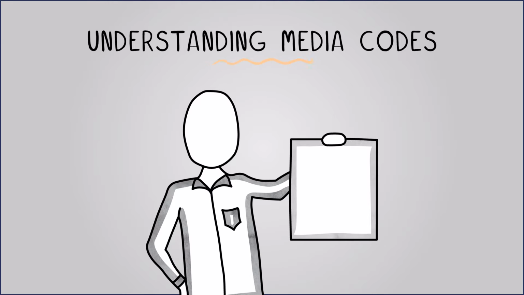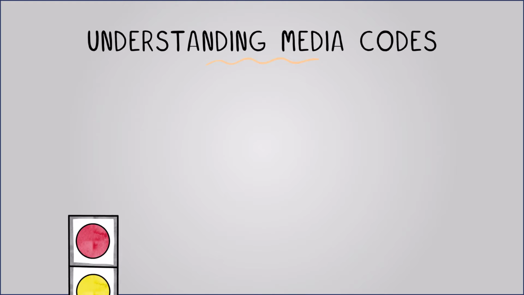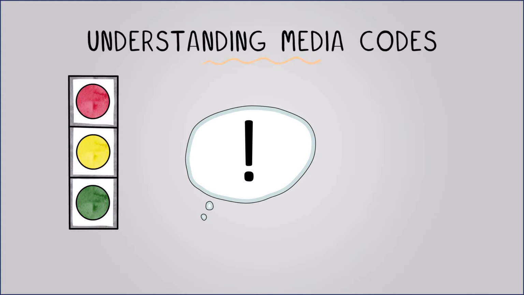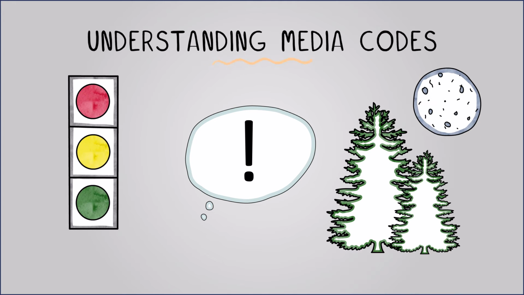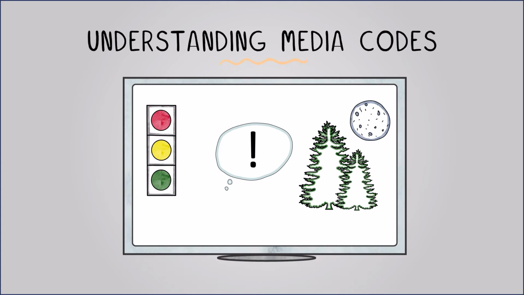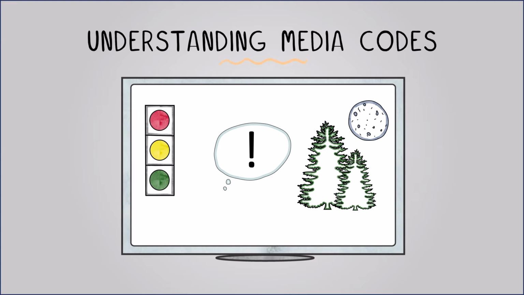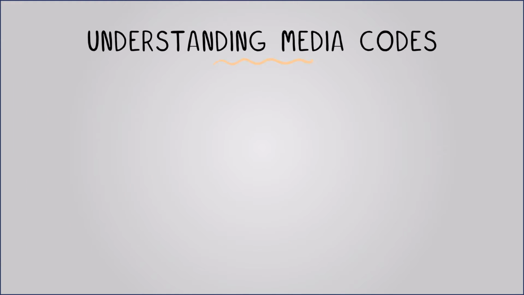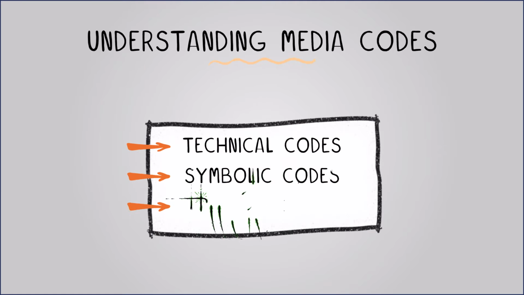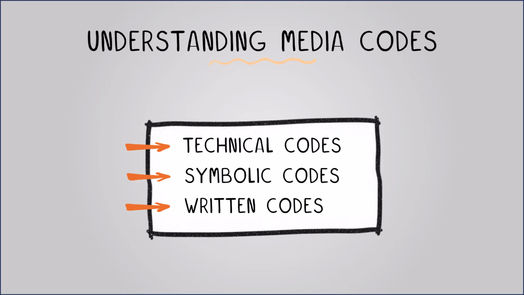Media codes do this by using certain techniques that have an agreed meaning. For example, we know that the color red means danger, an exclamation mark means warning, and a dark woods is scary. Every type of media product you can think of uses media codes to convey meaning, create impact, and engage audiences. There are 3 types of media code. These are technical codes, symbolic codes, and written codes.